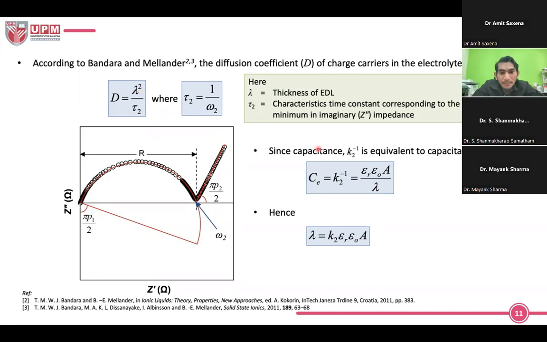We modify the equation. From the equation before, if you can see here, the CE, the electrical double layer capacitor, is equal to the reciprocal of K2. K2 is the capacitance obtained from the tilted spike here, and it's also equivalent to epsilon0 A divided by lambda. So we can get the value of lambda is equal to K2 epsilon0 A.